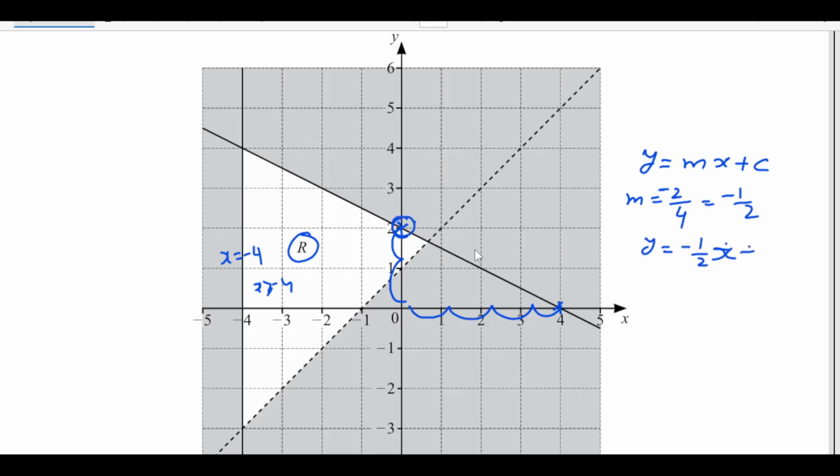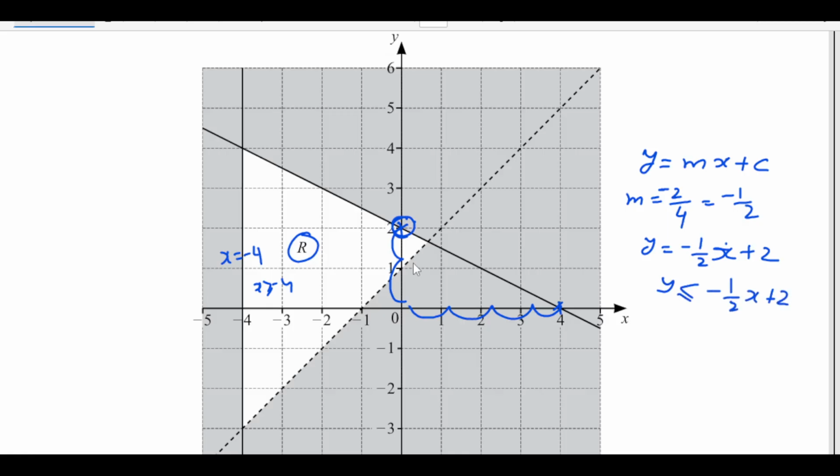So c is 2. So the equation of the line is y equals negative half x plus 2. But this line is bold, so there will be an equal sign also, and you see all the points are down here, below this line. So y is going to be less than or equal to negative half x plus 2.